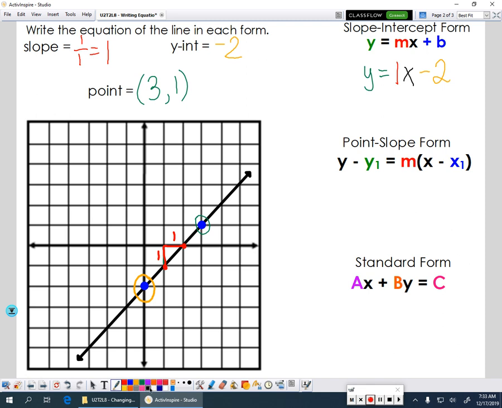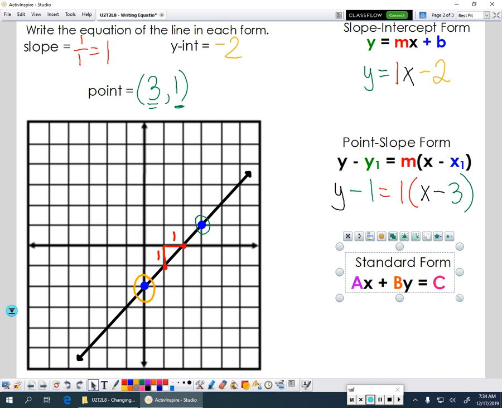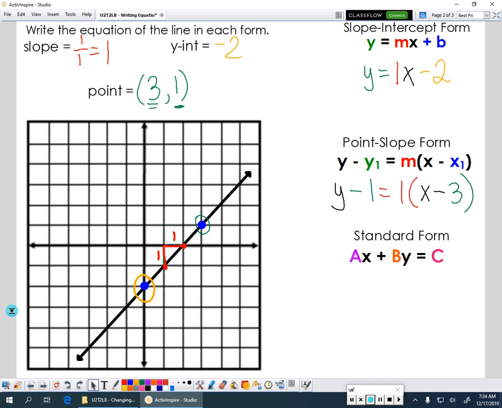Okay? Now for point-slope form, remember, I'm going to use a point and a slope. So still, I'm going to take my form, y minus, and this time I want the y value of my ordered pair, which is here, 1. That's going to equal my slope, which was also 1. And then I'm going to do x minus the x value of my ordered pair, which is 3. Okay, so that's slope-intercept form and that's point-slope form. Remember, they are easy to write if you can identify your slope, your intercept, and your point.